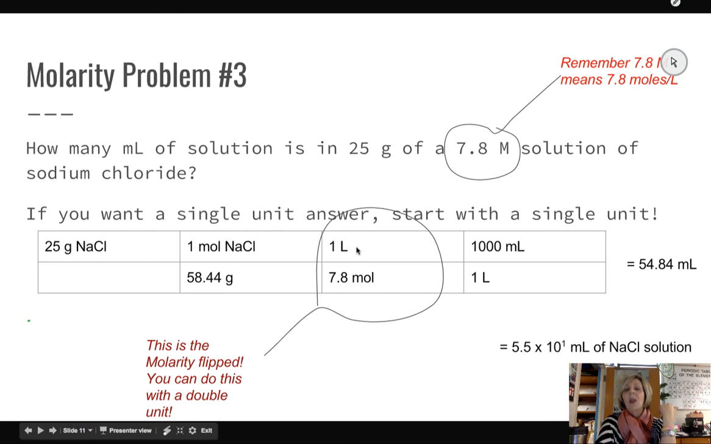The moles cancel. Now I'm in liters, and the question says I want milliliters, so I have to convert to milliliters here. And so I have canceled out everything but milliliters, so I know I'm done with my problem. I do the math, I end up with 54.84, and then because I only have 2 sig figs, I can see here that I put this in scientific notation with sig figs, 5.5 times 10 to the 1 milliliters of sodium chloride solution needed.